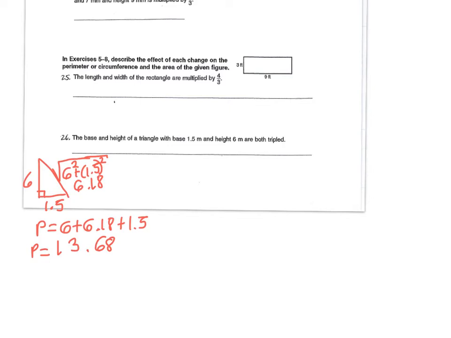Okay, so now let's go ahead and triple both dimensions, the base and the height. So when I triple the dimensions, 6 times 3, the height would be what? 18. And 1.5 times 3, that would be 4.5. And the hypotenuse would be the square root of the sum of the squares of those two numbers. Let's put that in the calculator. The approximate answer for the hypotenuse is 18.55.